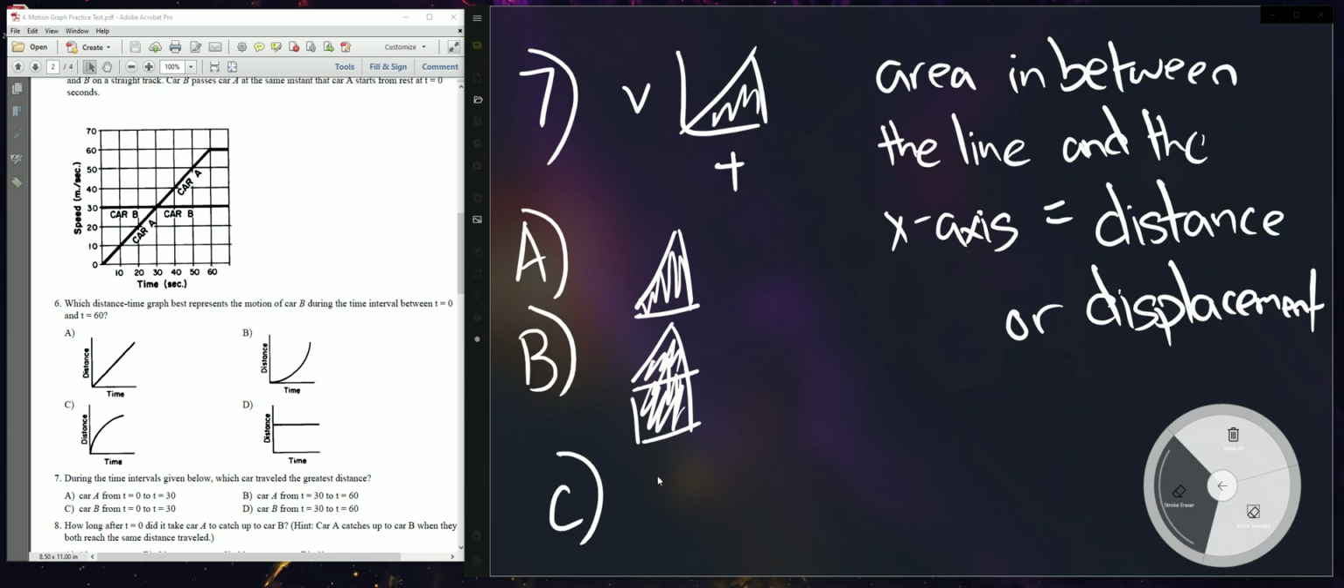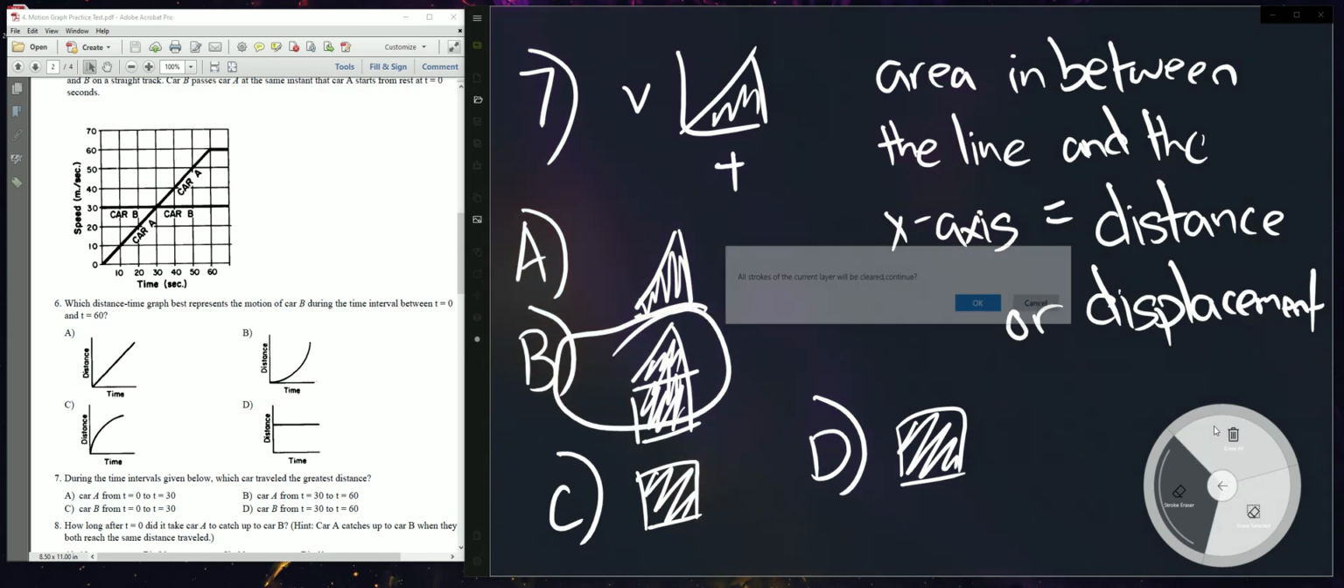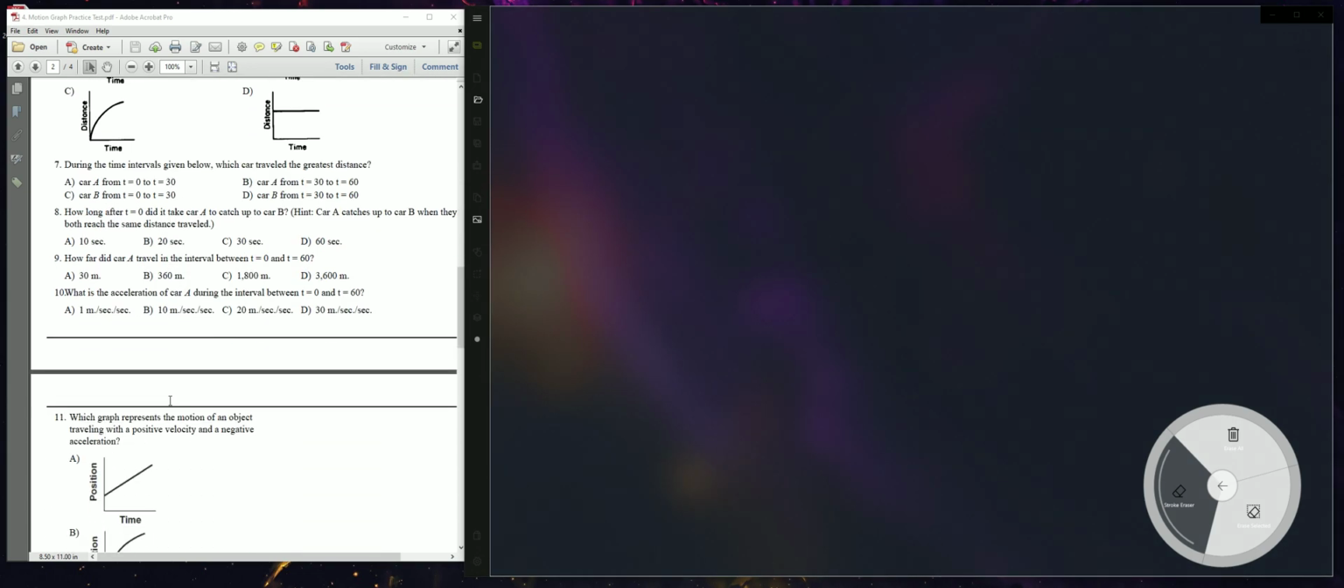Let's look at choice C. Car B from 0 to 30. You just have a square. And choice D. Car B from t equals 30 to t equals 60. You just have a square as well. So when you're looking at all these areas, which choice gives you the greatest area, the greatest distance traveled? The only choice here is B. Feel free to pause somewhere.